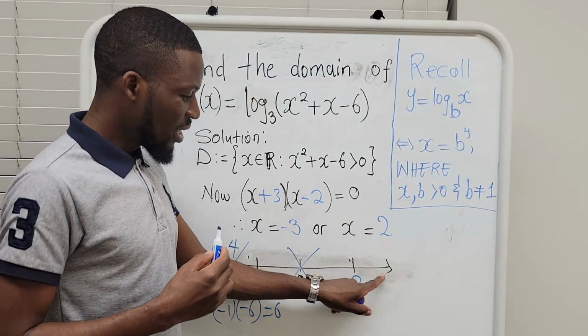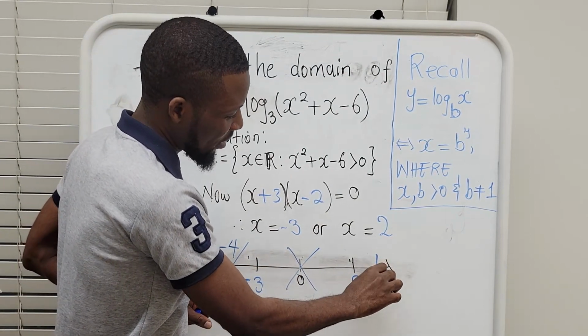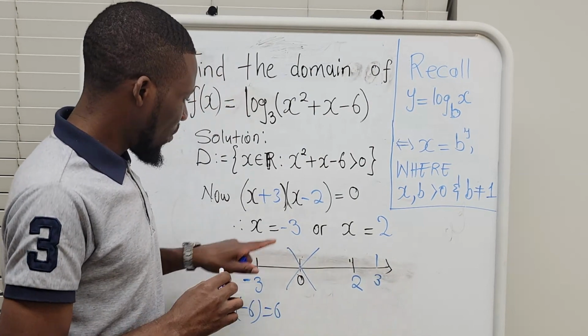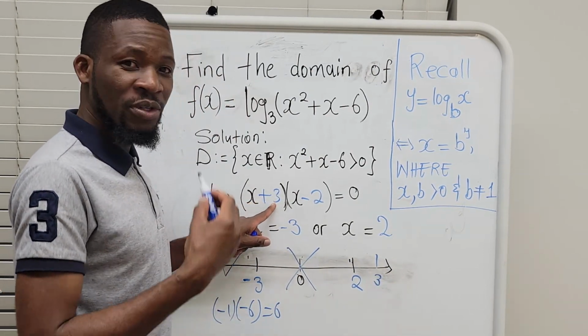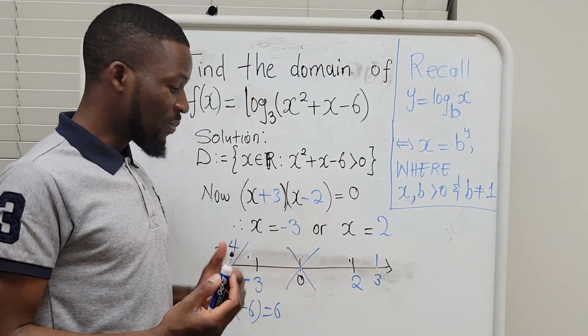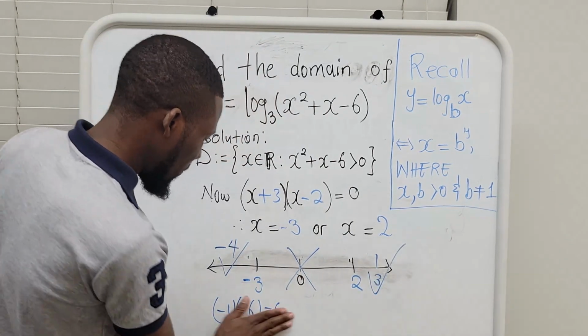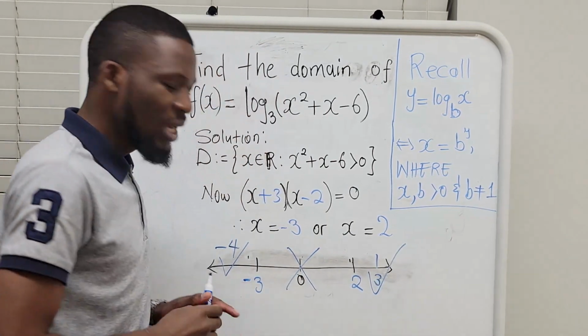Okay, let us pick a value that is beyond 2. Let's say I pick a 3 here. Now, look at this. 3 plus 3 is equal to 6. And 3 minus 2 is equal to 1. And the product is positive. So this is also part of the solution.